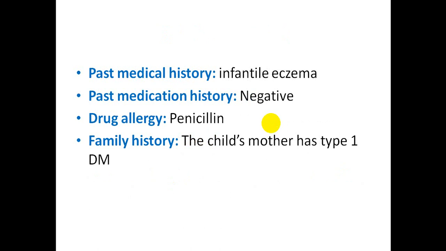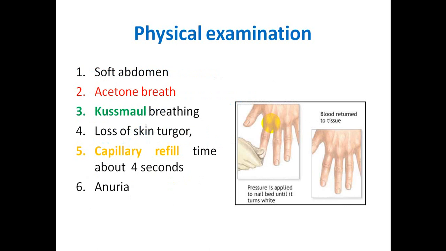Past medical history: infantile eczema, and past medication history negative, with a drug allergy to penicillin. Family history: the child's mother has type 1 DM. Physical examination on admission: soft abdomen, acetone breath, Kussmaul breathing, loss of skin turgor, capillary refill time about 4 seconds.